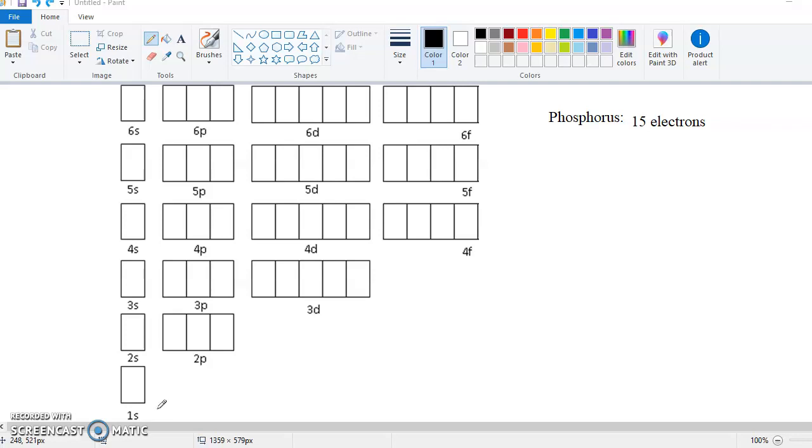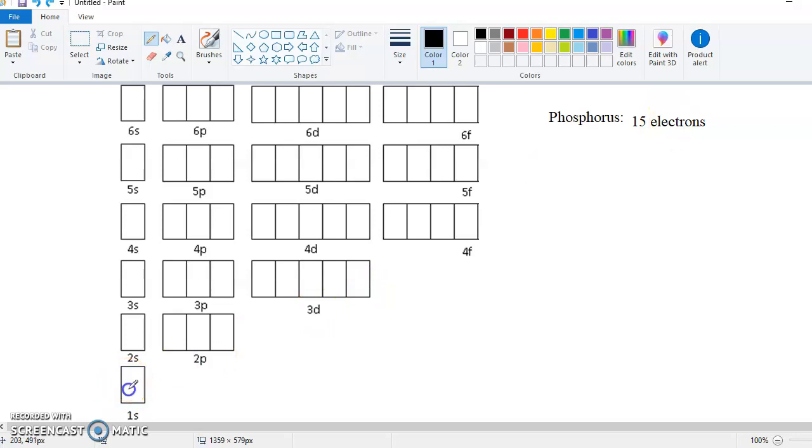The pattern that you fill this chart up is kind of different. You'll get used to it eventually. You start at 1s, and then you move to 2s, and then you move to 2p, and then 3s, and then 3p, but after 3p, you go to 4s, 3d, 4p, 5s, 4d, 5p, 6s. So it moves in a diagonal pattern. And we're going to start at the bottom. We're going to end up with 15 electrons.